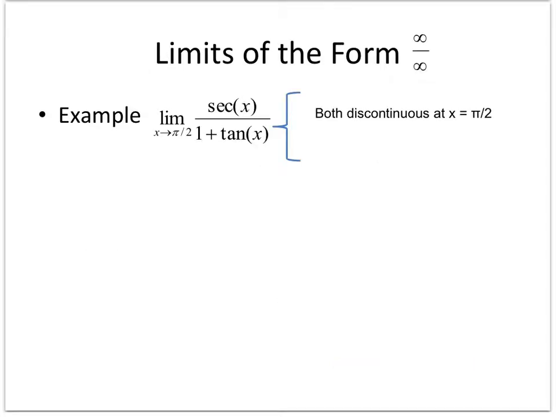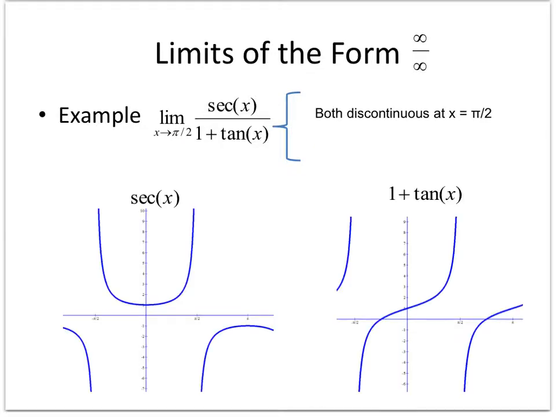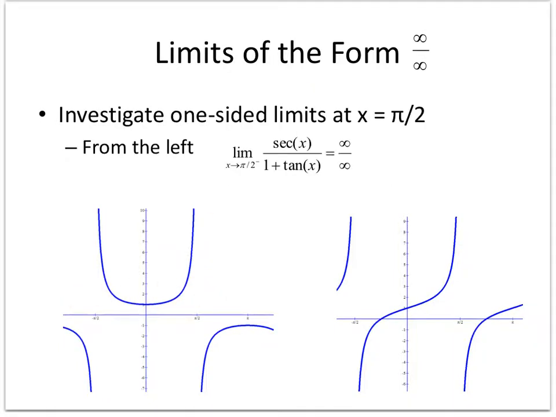All right, if, for example, I have secant x over 1 plus tangent x as x approaches pi over 2. Looking at these graphs, I can see that if I'm coming from this direction, I'm actually heading down to minus infinity. If I'm coming from this direction, I head up to positive infinity. And so if I'm coming from the left side, I end up with infinity over infinity. So that's indeterminate.